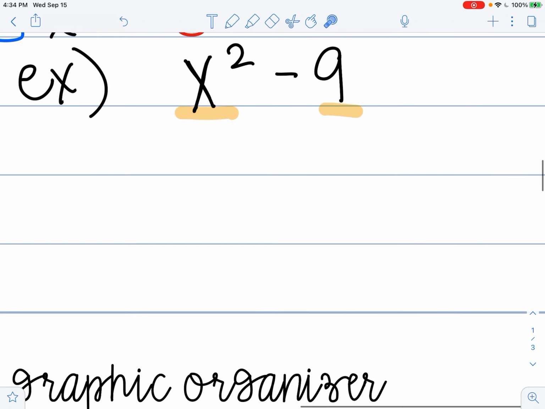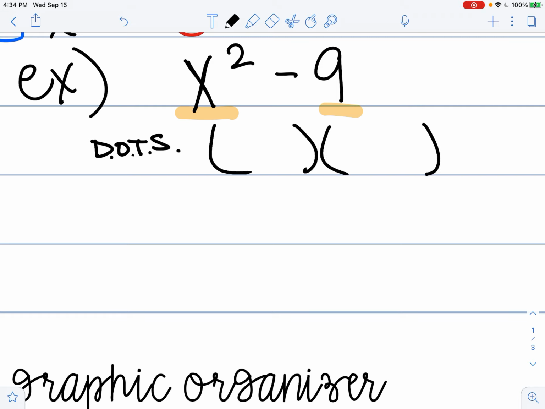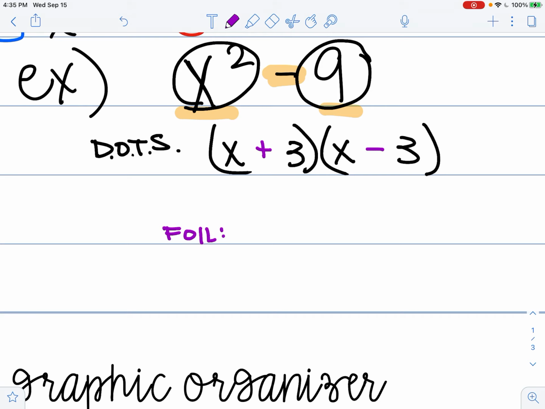So what if I've got a quadratic of 2 terms, there's a difference, and they're both squares. So we use our DOTS system of factoring for difference of 2 squares. I know in order to do difference of 2 squares, I have to take this. Well, x squared comes from x times x. 9 comes from 3 times 3. And because there's that difference in the middle, I can say, well, I know 1's a plus and 1's a minus. If I were to check this in FOIL again, I could go checking it.